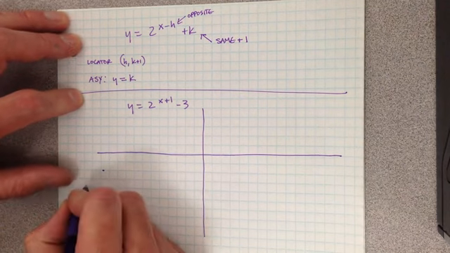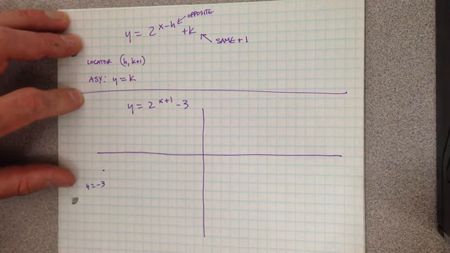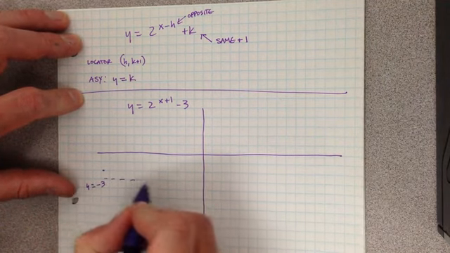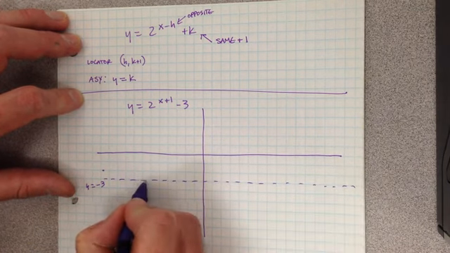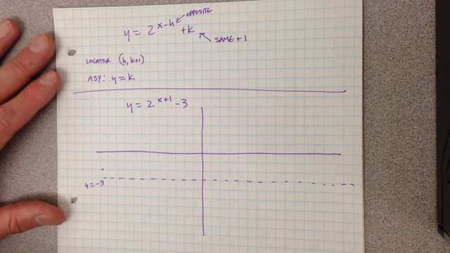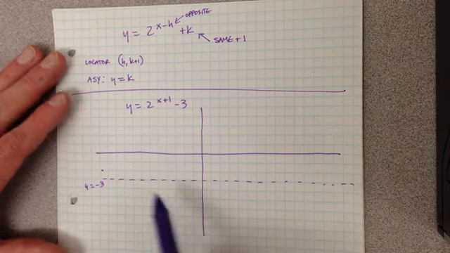So I start with y equals negative 3. So I graph that, and I put my asymptote down at y equals negative 3. My graph is never going to be able to hit that line, and I see that my 2 is positive.